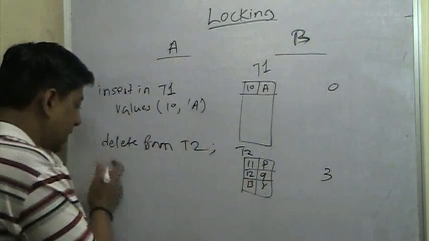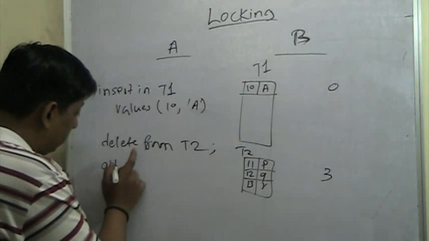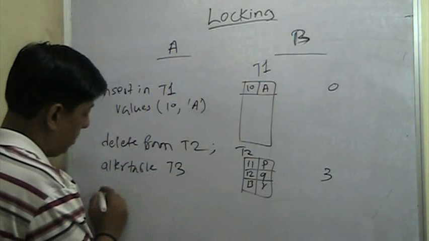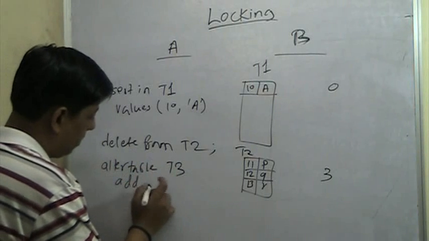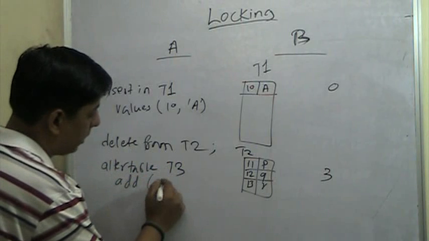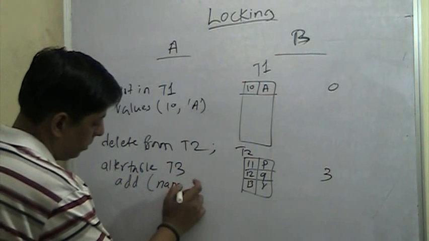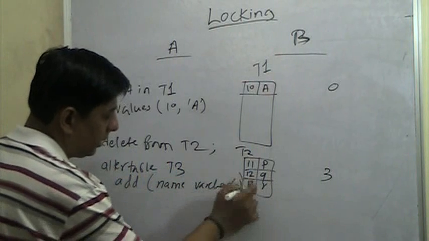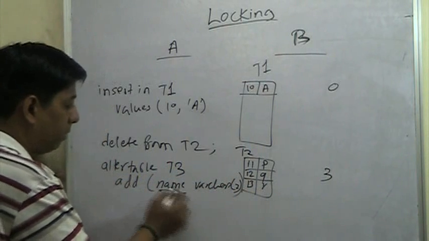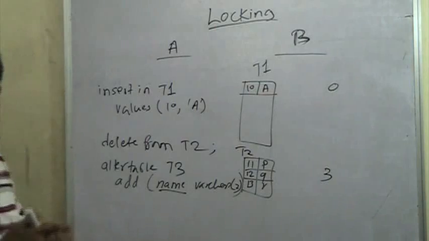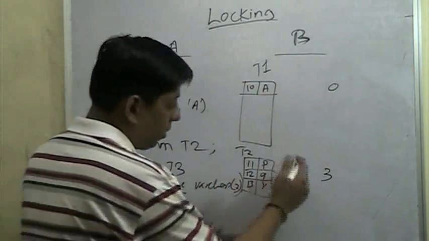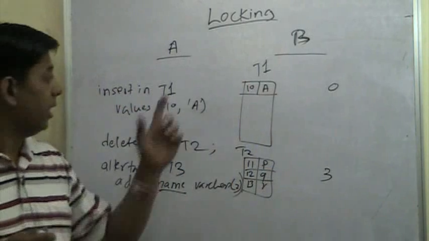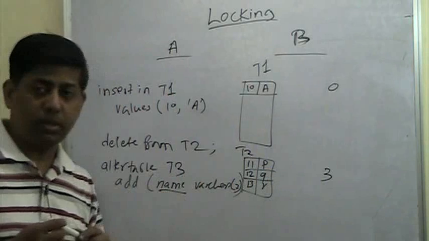Now the third thing is this guy says alter table T3 and add a column. Let us say the column is name, varchar, something like this. So he's adding a column named name to table T3. So all these are different operations, one on T1, another on T2, third on T3.